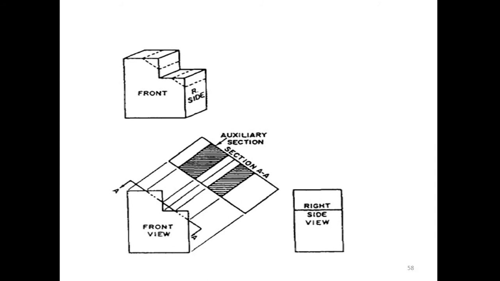Its section is taken at AA, and that auxiliary section AA is shown in the figure. Some part is a solid part in this, and some part is not a solid part. Whatever is the solid part is shown by hatching lines, and whatever is not solid is shown as in the figure. From it, it is clear what its geometry will be inside section AA, which is drawn by the auxiliary section.